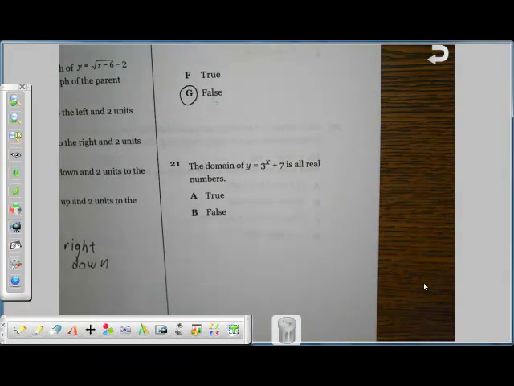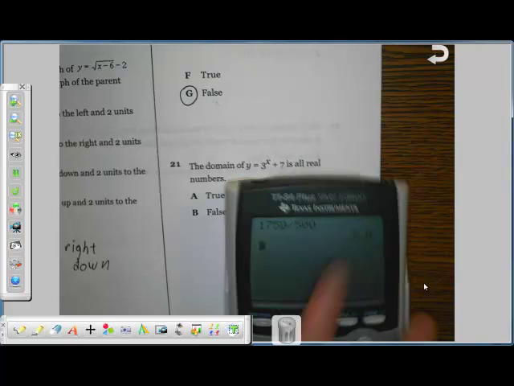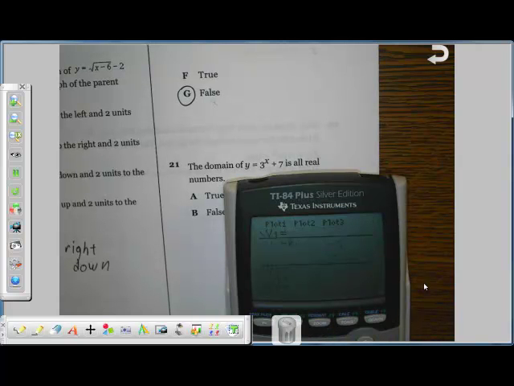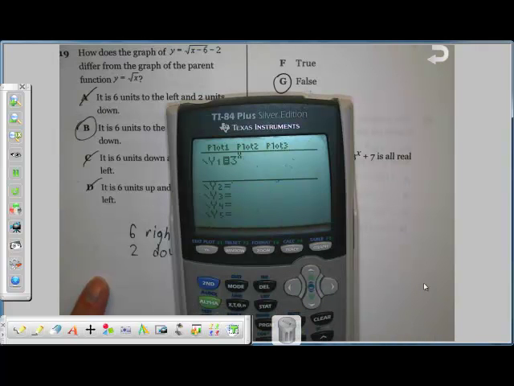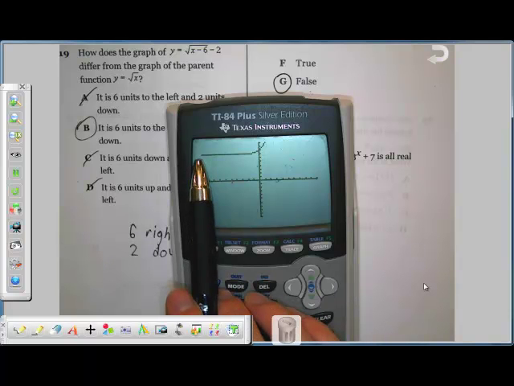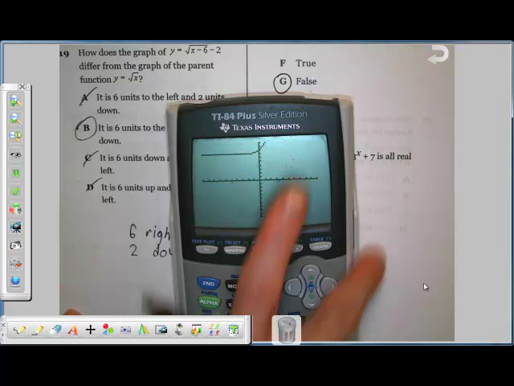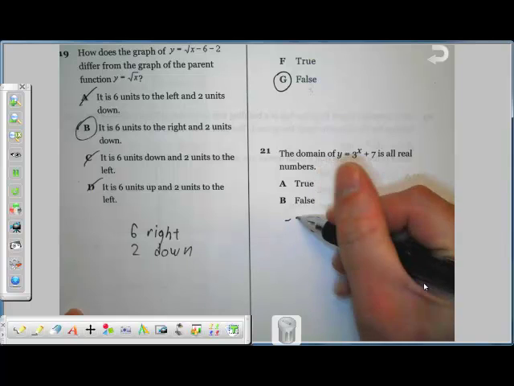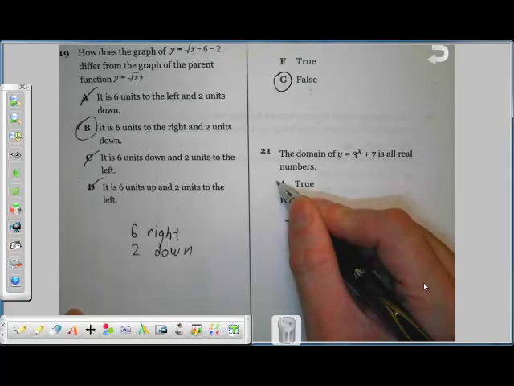The domain of 3 to the x plus 7 is all real numbers. Let's actually graph that and see. Now, you will notice that it goes all the way to the left and then it starts to go up. And we know it's an exponential, so it keeps going. So the domain is between -infinity and +infinity. X is in the middle. And so, yes, that is all real numbers. The statement is true.